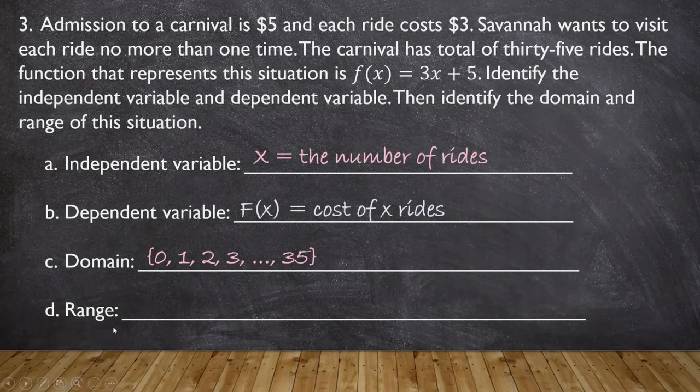And then our range, so we have to then calculate what would it cost her to ride 0 rides. So go to this equation, 3 times 0 is 0, add 5, that would be 5. To ride 1 ride, 3 times 1 is 3, add 5 gives you 8, and so on. As we increase every time she rides another ride, the cost goes up by $3, and then that pattern would continue going up by 3 until we get to 35 rides, because she wouldn't want to ride them more than once, she said. So our max ceiling here would be 35 rides. 3 times 35 is 105. Add 5, we get $110.